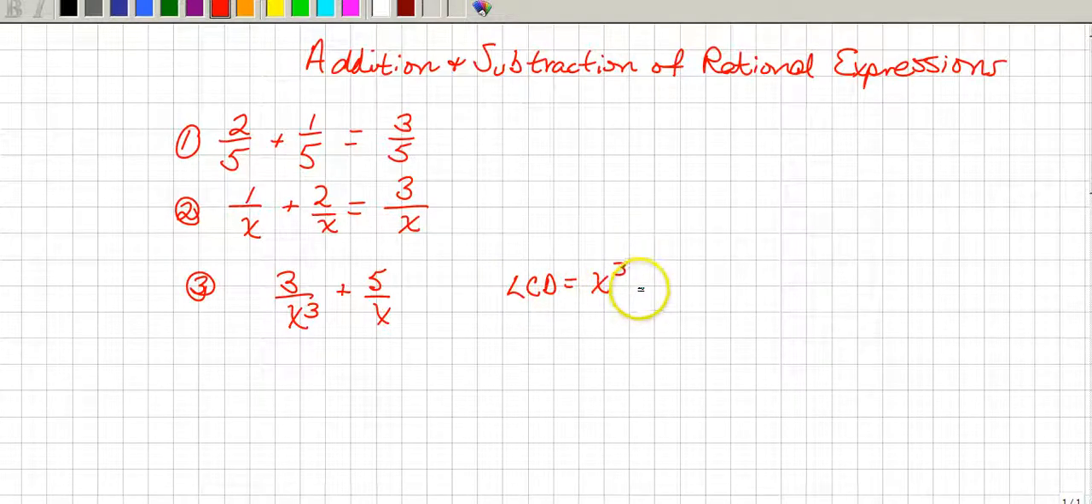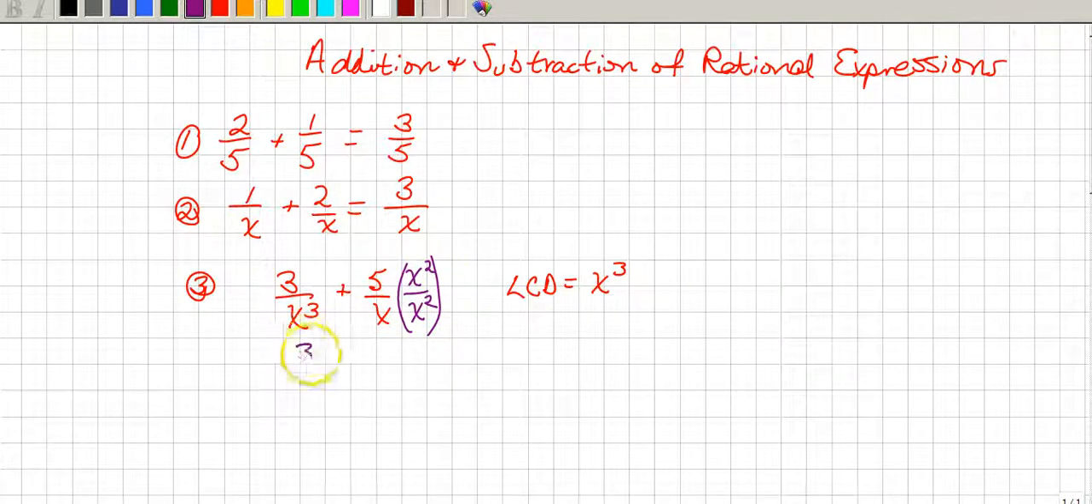So we have to make the second fraction have a denominator of x cubed. In order to do that, we will multiply the denominator by x squared. You know that whatever you do to the denominator, you must do to the numerator also. That way we're not changing the value of the fraction, because we're multiplying it by x squared over x squared, which is equivalent to 1.